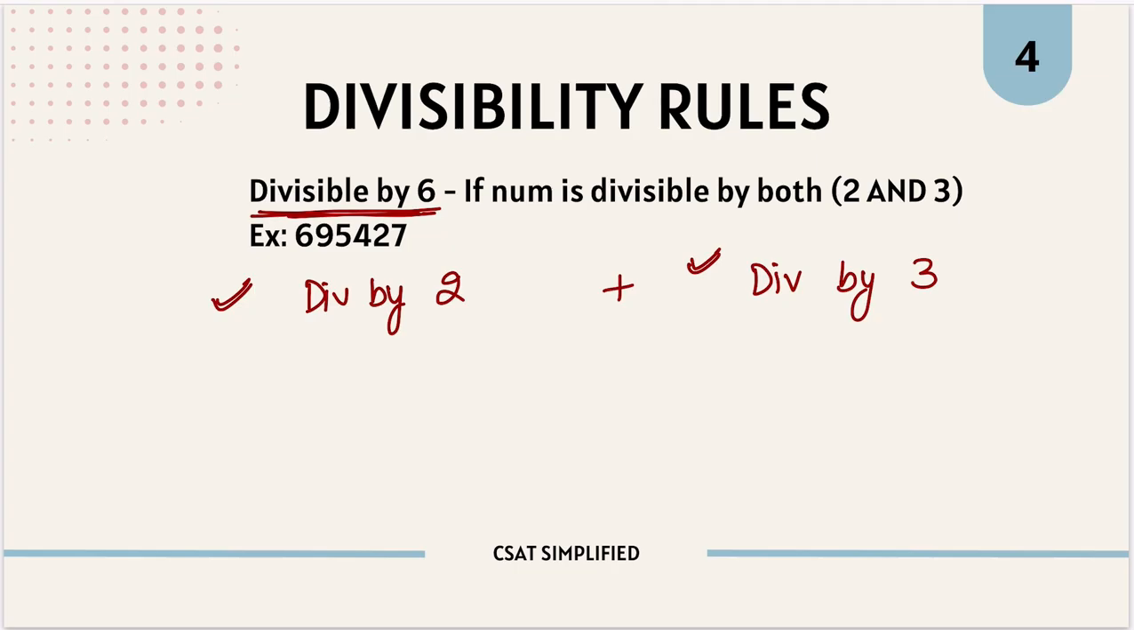Both have to be true at the same time. Then only we will say it is divisible by 6. How? Let's see. The number given to us is 695,427. So how do we check the divisibility of 3?